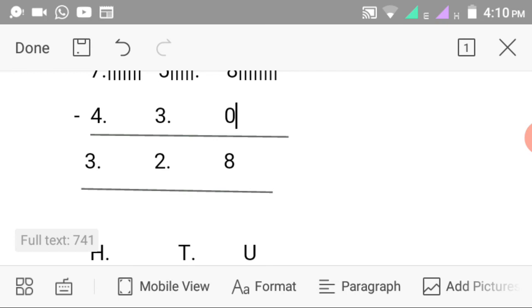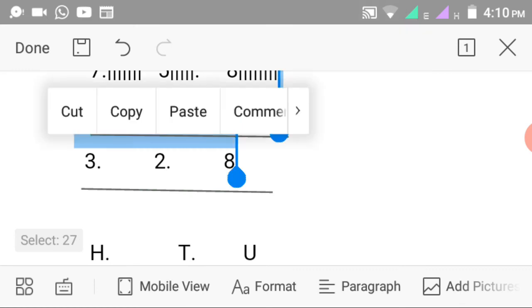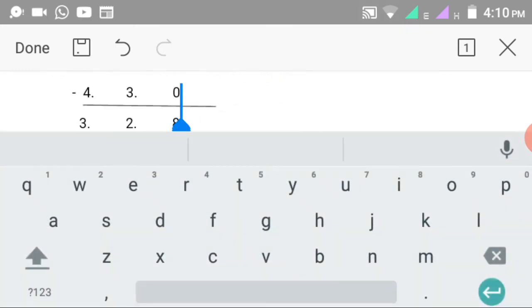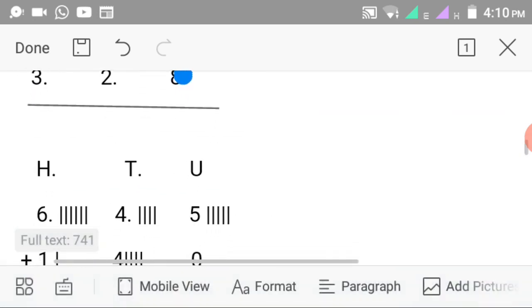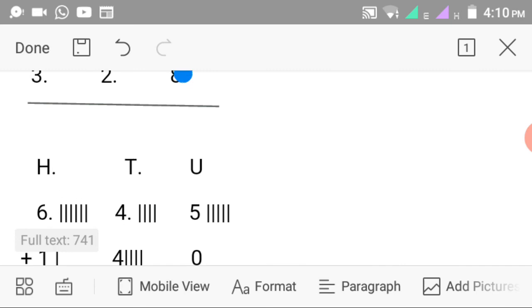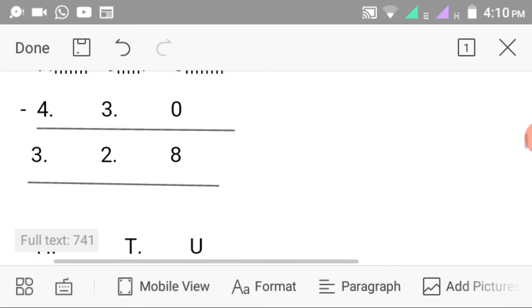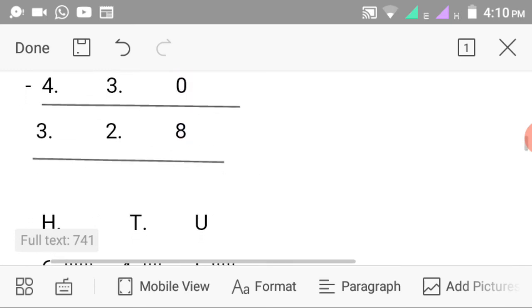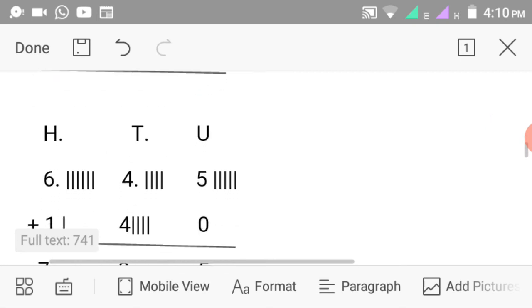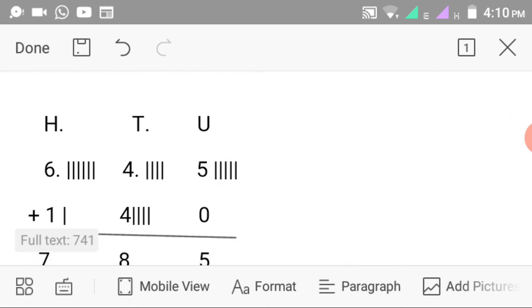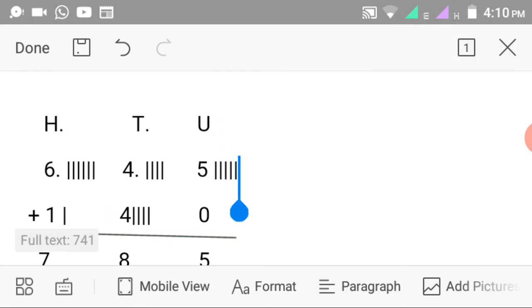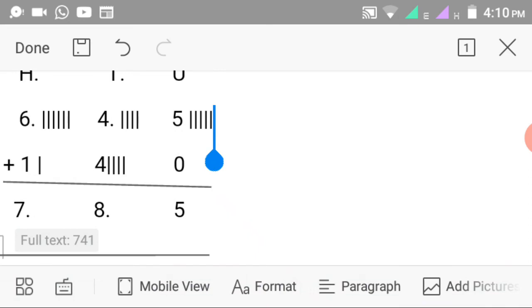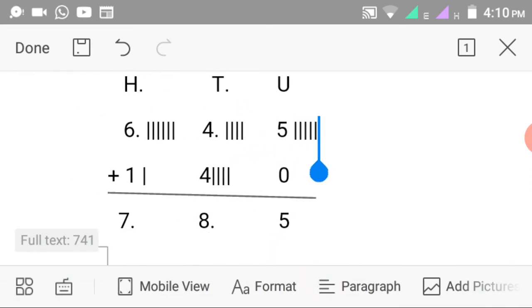So I will write down my answer under 4. So my answer is going to be 3 hundreds, 2 tens, and 8 units. Yes, you remember I told you my letter H stands for 100, my letter T stands for 10, my letter U stands for units. Now, I'm going to do this one again.